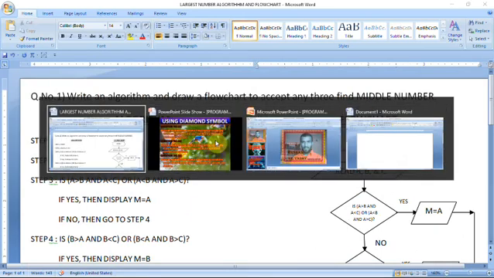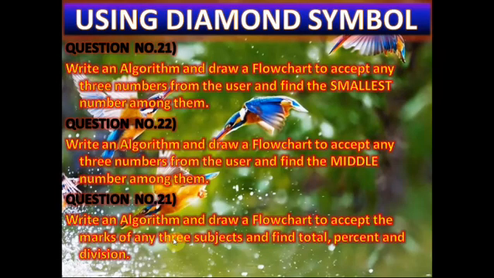Now one last problem you can see. Write an algorithm and draw a flowchart to accept the marks of any 3 subjects and find total, percentage and division. Here you have to accept the marks of any 3 subjects and you have to find the total first, and after that the percentage. And in division you have to write several conditions, because first you have to write the condition for distinction, second for first division, third for second division, and so on. So you have to write the condition for all the divisions.